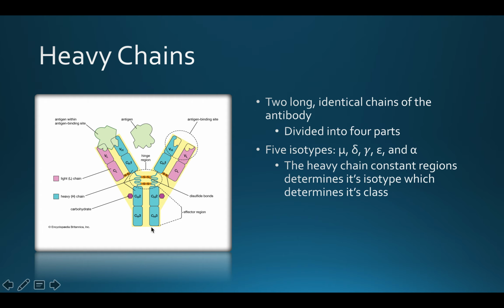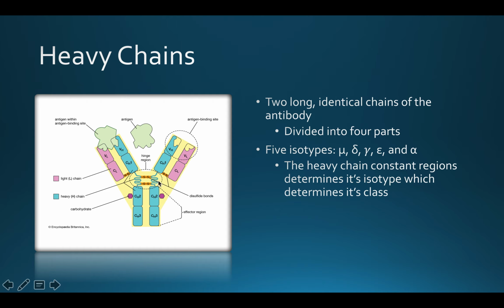There's 5 isotypes. Each one determines the class of the antibody. Mu is for IgM, delta is for IgD, gamma is for IgG, epsilon is for IgE, and alpha is for IgA. Whatever you have coded here, if it's mu, it will be IgM. That will be the antibody. So it determines the class.